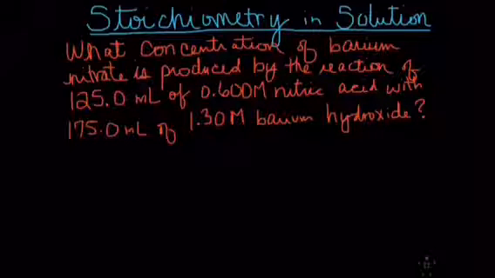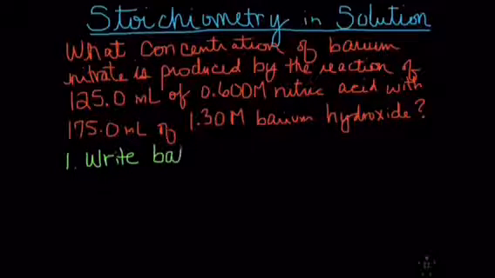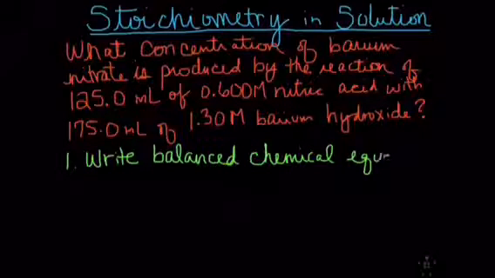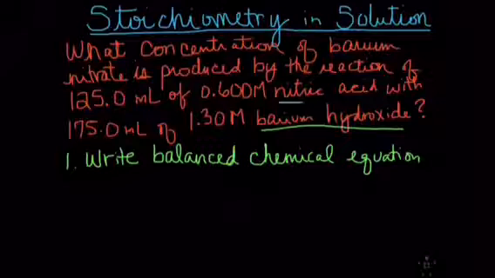Our first step in solving any stoichiometry problem where we're trying to find the amounts of reactants or products is to always write the balanced chemical equation. So step one is write the balanced chemical equation. And to start with, we want to make sure that we can write the equation unbalanced. So let's see what we have here. We've got barium hydroxide and nitric acid as our reactants.